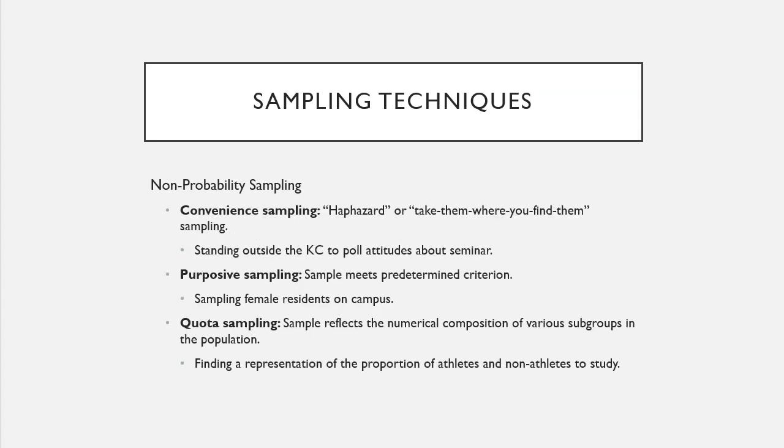Now, we have probability sampling, but there's also non-probability sampling, where we don't know the likelihood of getting somebody, or we're just going to take people who have a particular characteristic. So for non-probability sampling, the very first type is called a convenience sample. Sometimes we call it haphazard or take-them-where-you-find-them sampling.